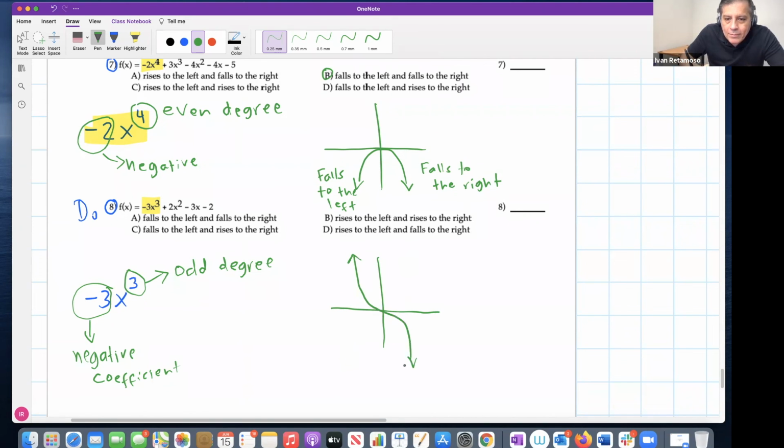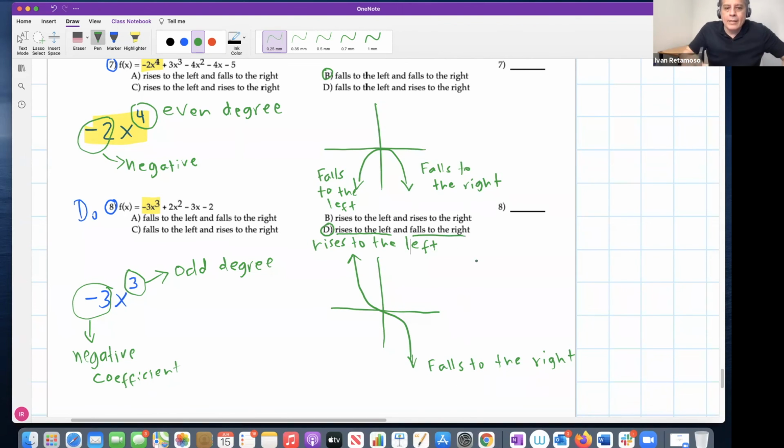And you look at the tip of these arrows. This one is saying rises to the left, sorry, left. And this is telling me that it falls to the right, falls to the right. So when you look through for number 8, you have to pick this one: rises to the left, this is stated here, and falls to the right.